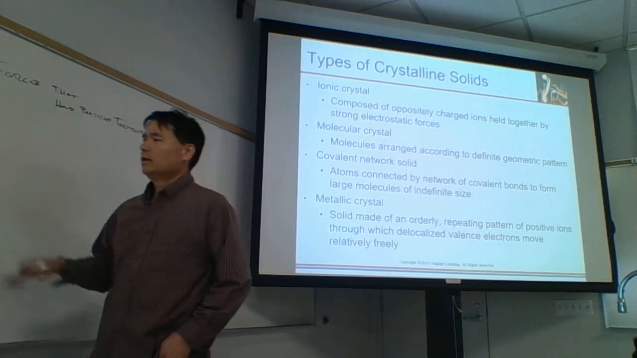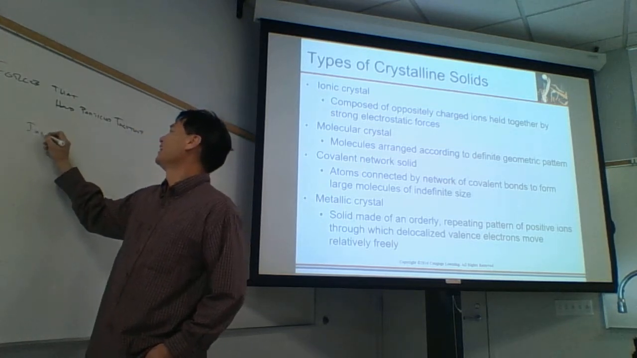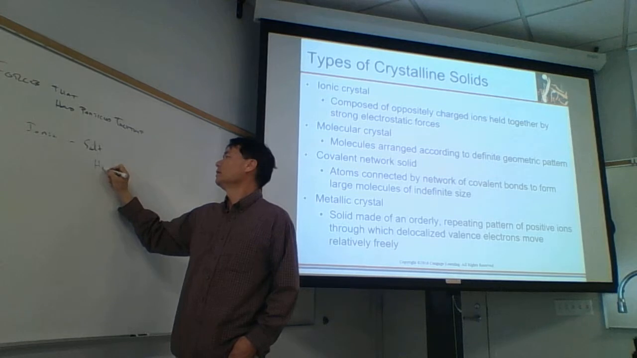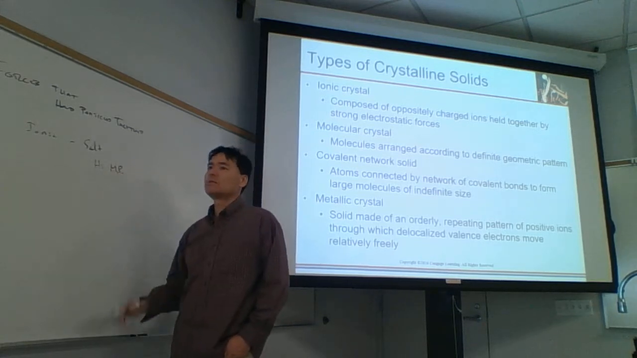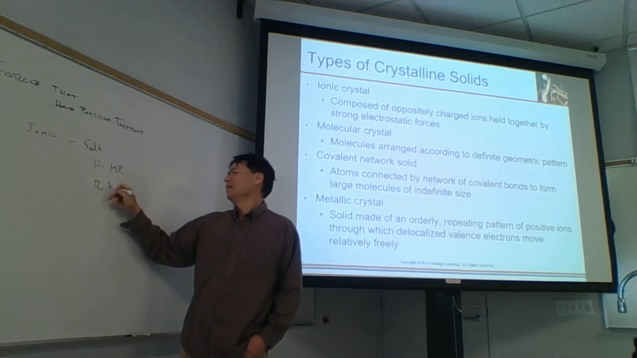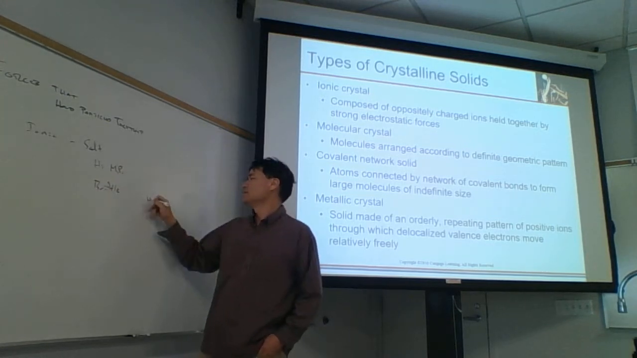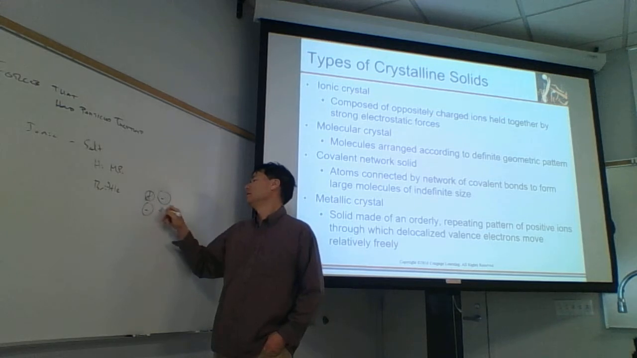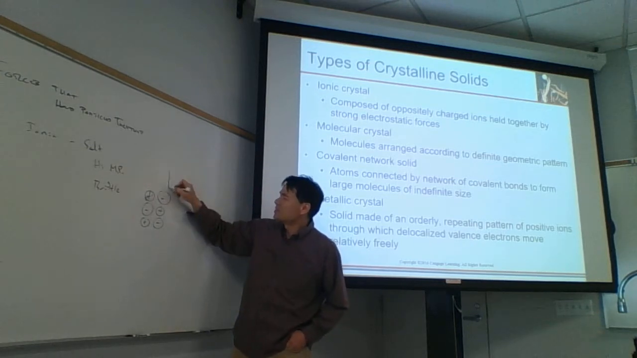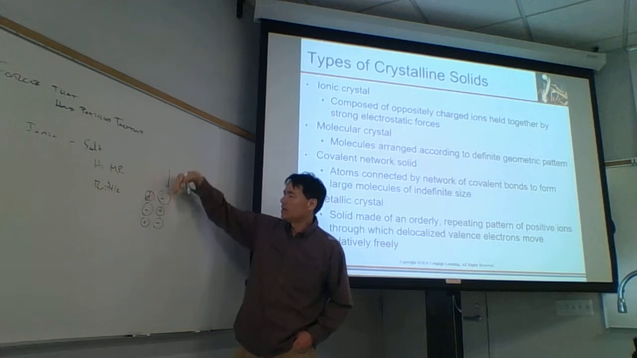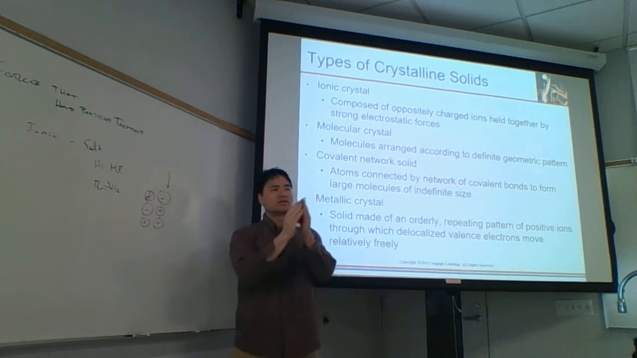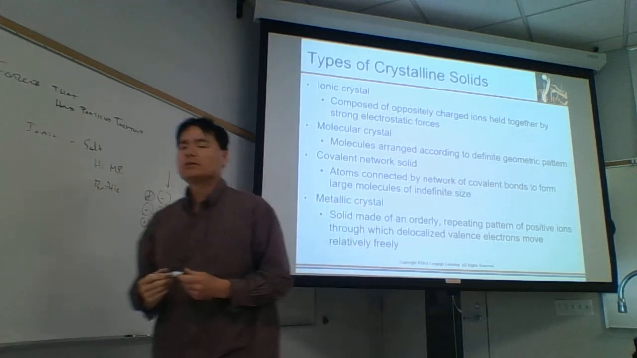So let's look at ionic, which would be like salt. Salt has a high melting point, which means strong bonds. However, it's brittle. The reason it's brittle is because of this: you have a positive ion being attracted to a negative ion. Now what happens if you push this column of ions down? You get negative and negative, and positive and positive, and it just splits apart like that.